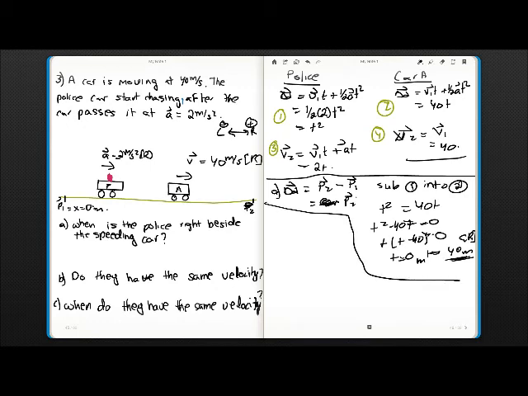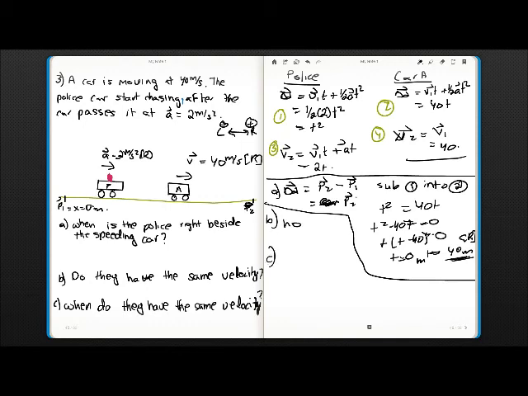The second question asks us, do they have the same velocity? And the answer to that question is no. The cop car started from 0, meaning that while the cop car's velocity was between 0 and 40, car A was moving away from it. In order for the cop car to make up for the distance that car A was ahead, it needed to speed up. It had to be going faster to catch up. Therefore, when they meet, the cop car is going faster. That's a greater velocity. So the answer is no.